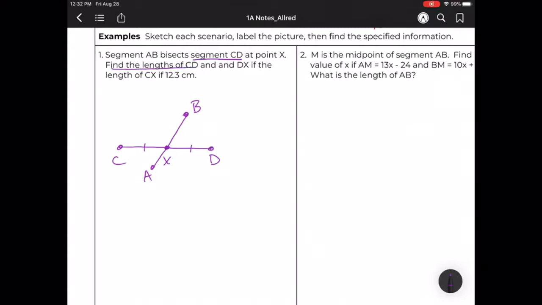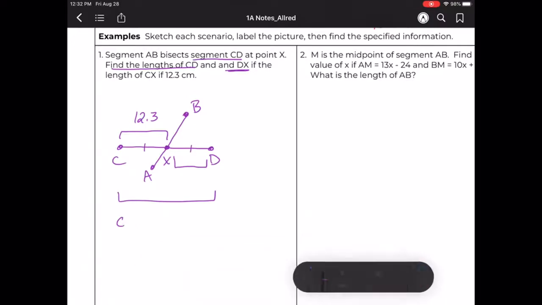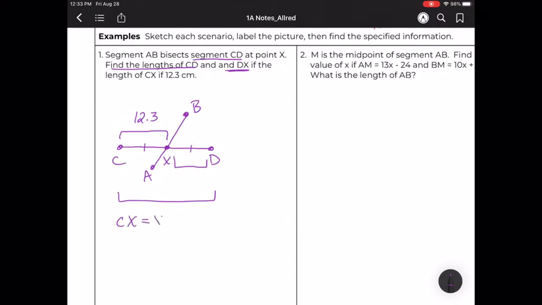So then they tell me to find the length of CD, that's our entire thing, and DX, so that would just be half, if the length of CX is 12.3. Well, since X is the midpoint because of AB being a segment bisector, that means that CD has to, I'm sorry, I wrote the wrong thing. Let me fix that. Sorry, CX has to equal XD.